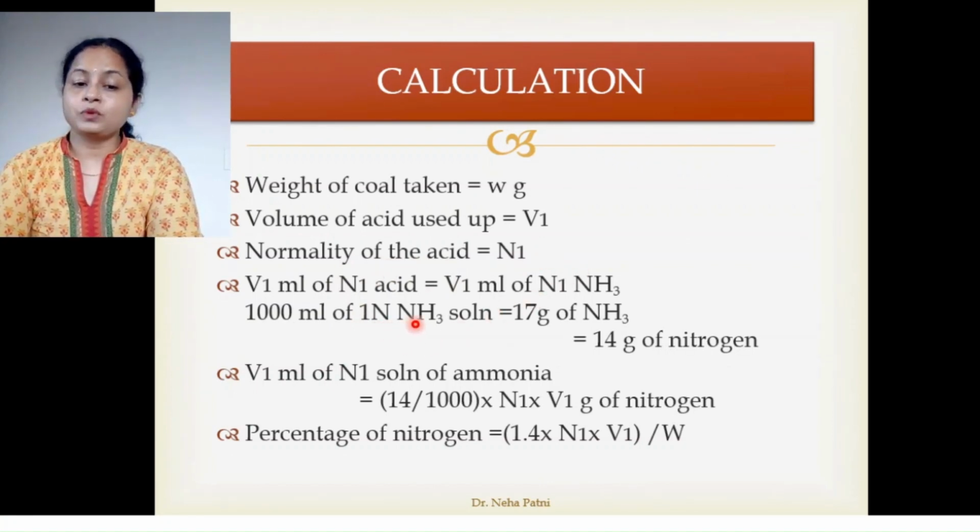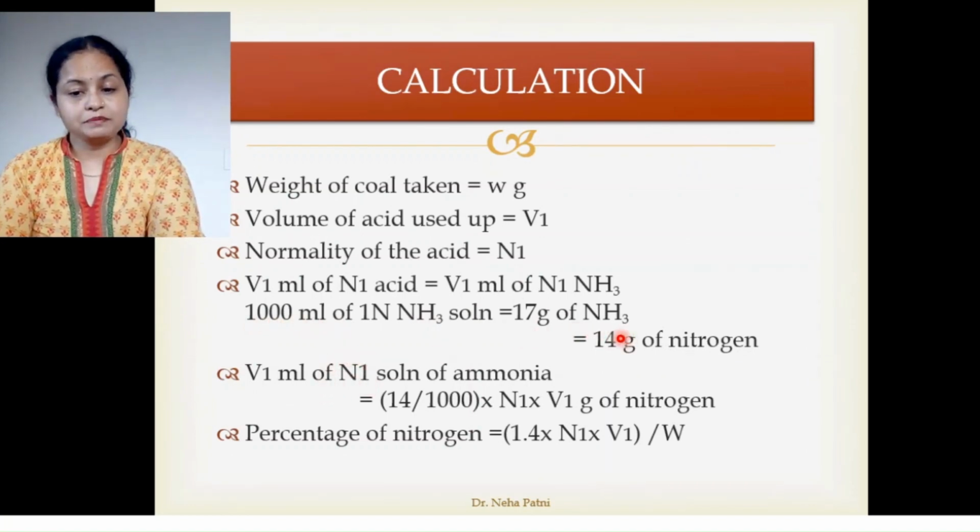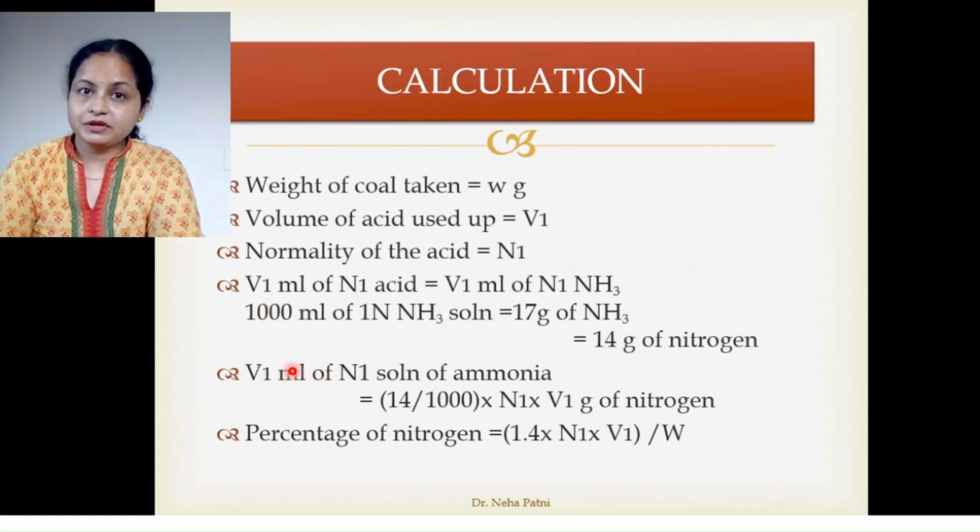Now obviously in 1 normal NH3 solution, you have to dissolve 14 grams of nitrogen in 1000 ml. So if it is 1 normal, 14 parts are getting dissolved in 1000. So for N1 normal, how much would it be? And 14 parts get dissolved in 1000, so how much part will get dissolved in V1 ml? Using that funda only, 1000 ml contains 14 parts of nitrogen. So V1 ml of NH3 contains how much part of nitrogen? So 14 by 1000 into V1.